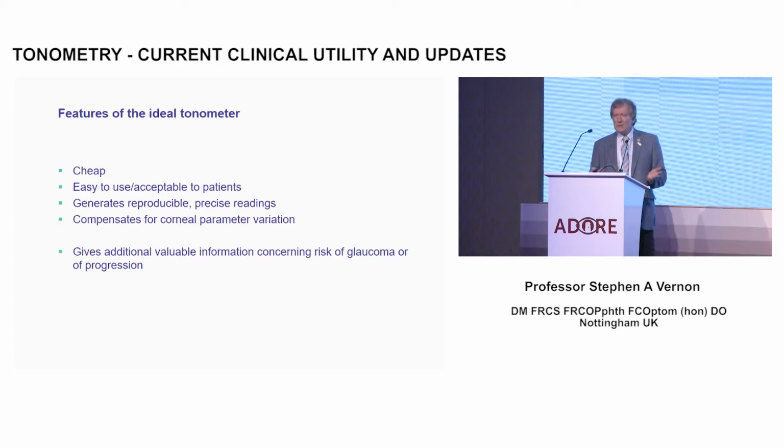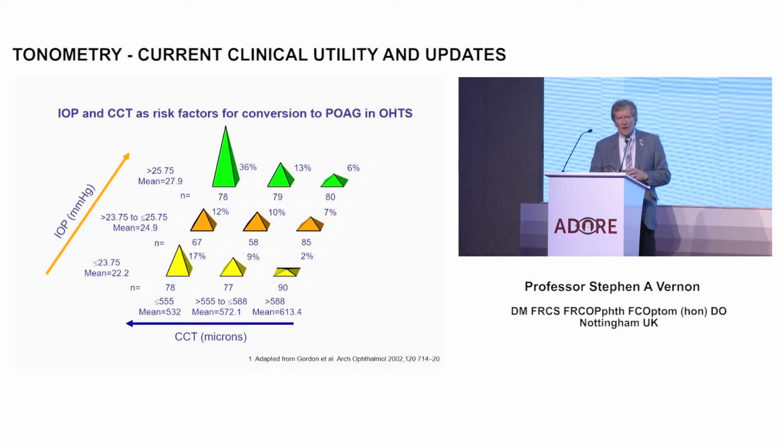So if we were trying to invent a new tonometer that was cheap and easy to use and produced reproducible readings and it compensated for these corneal factors, that would be great, wouldn't it? And particularly if it gave additional information about the risk of glaucoma, or even better, risk of progression. What about that? Well, where's that story come from?